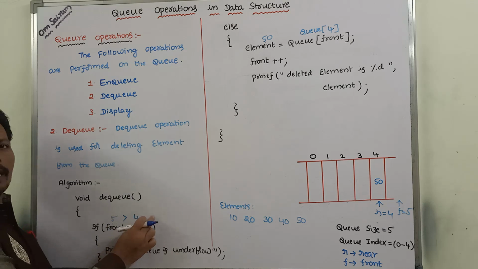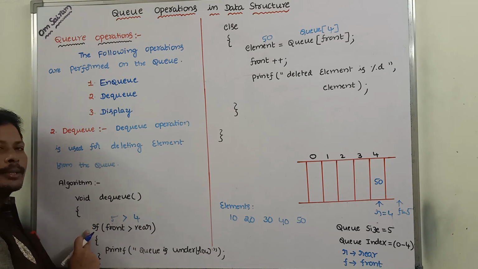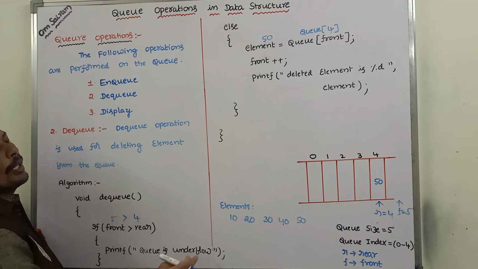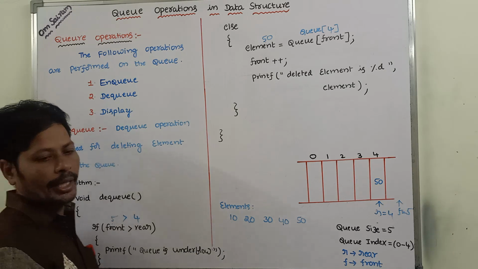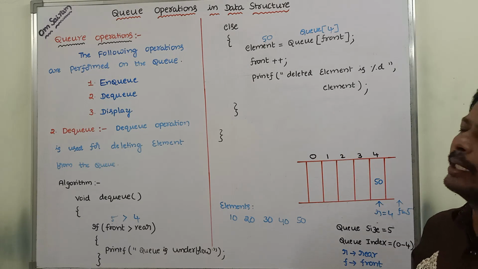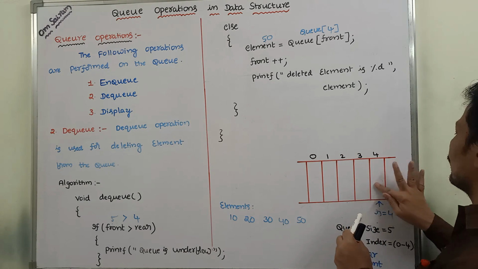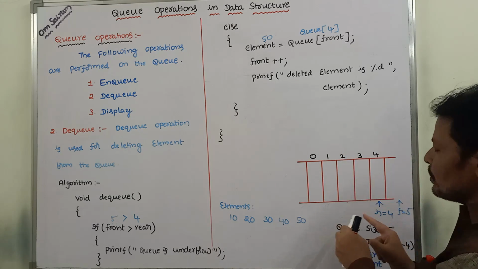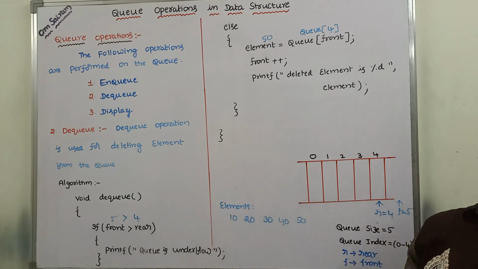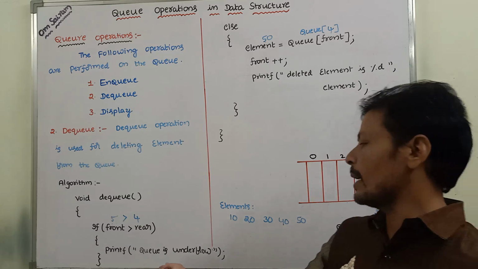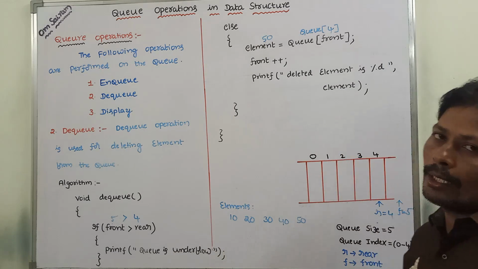So that is condition true. If this condition is true, then the statement within the if block is executed. Q is underflow. In which case is Q underflow condition occurred? Here the Q is empty. After the Q is empty, again we perform Dequeue operation. So then Q underflow condition occurred.